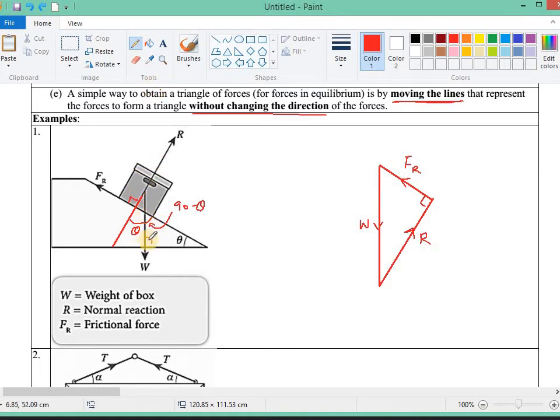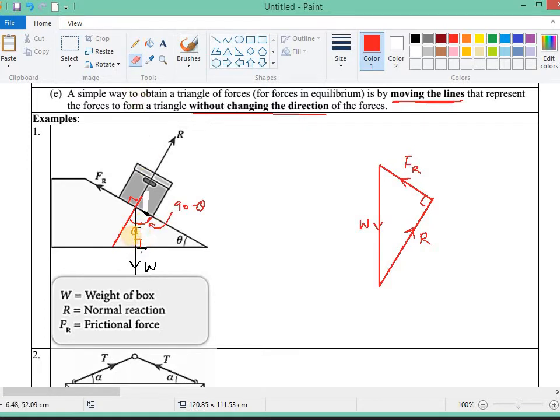Okay, I think I move this weight and this line, and I draw this weight here. So maybe you can see more clearly like this. Okay, this is 90, this is 90. So this is 90 minus theta.